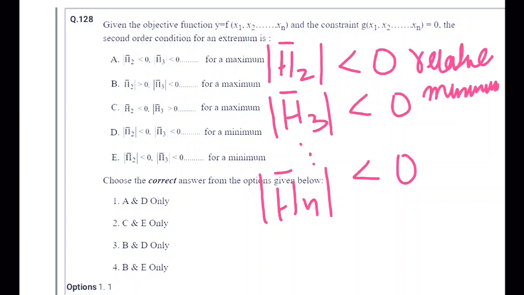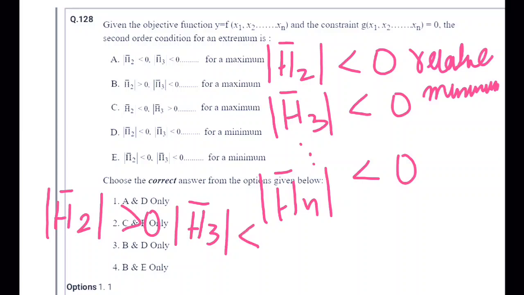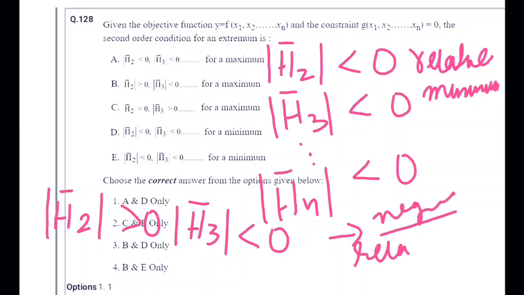On the other hand, if the second ordered bordered principal minor, that is H2, is greater than 0, and H3, if its determinant is less than 0, that means if the bordered principal minors' determinants alternate their signs from positive to negative, we get a condition of negative definite matrix, and it satisfies the condition for relative maximum.